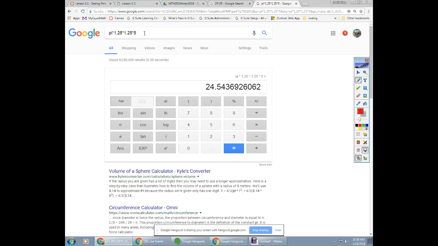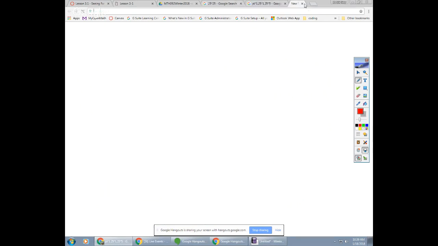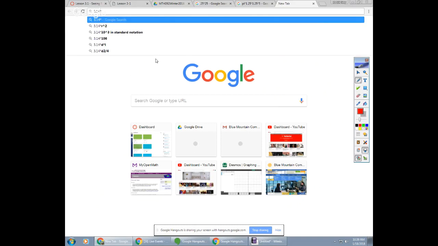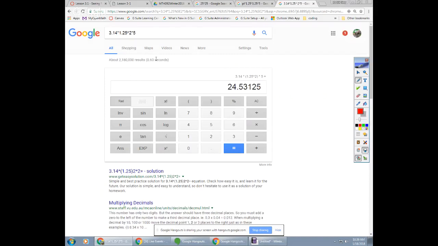So double check what you got. I'm going to do the calculation again on a new screen. So let's see. 3.14 times 1.25 raised to the second power times 5, and I get almost the same number, 24.5. And that would be cubic inches.